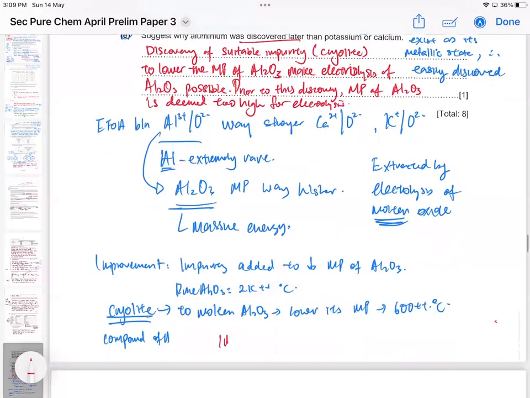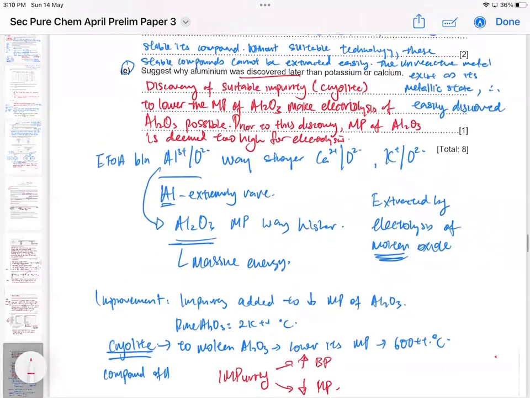And for theory's sake, do remember, impurity will increase boiling point. It will decrease melting point. Please jot down whatever you need for this. Those who are done, you can proceed to the next part.